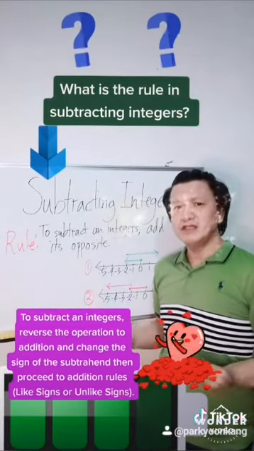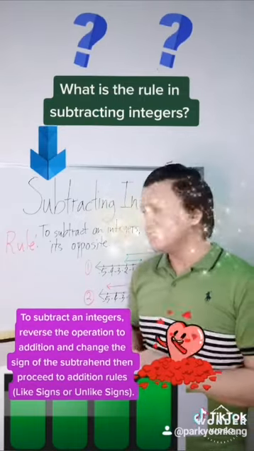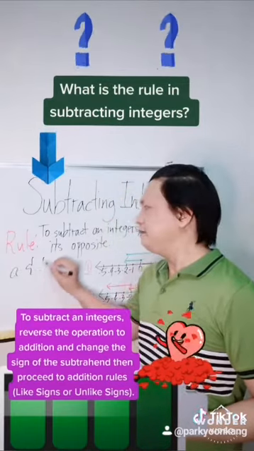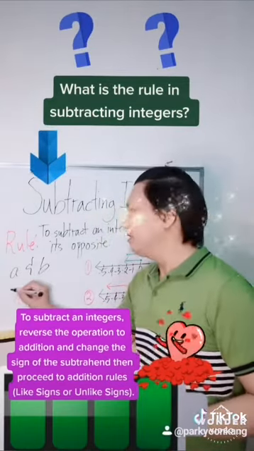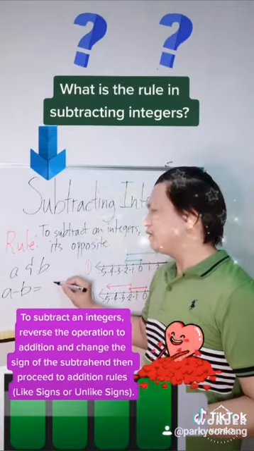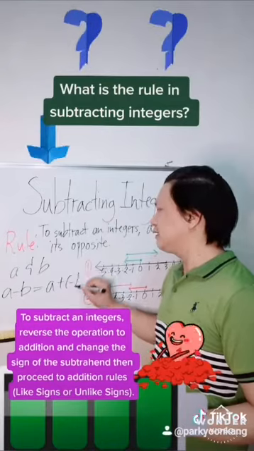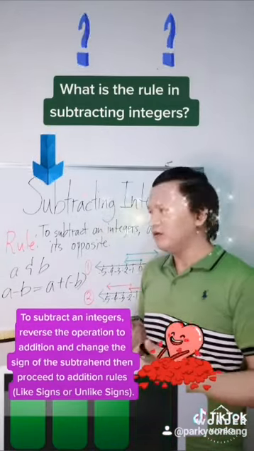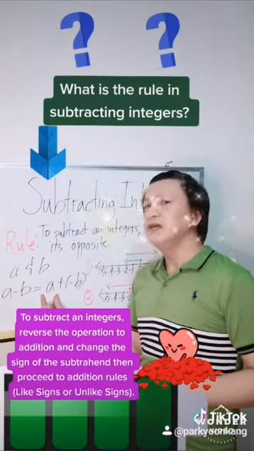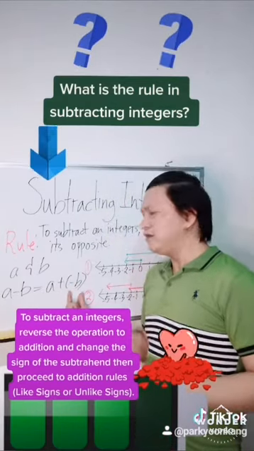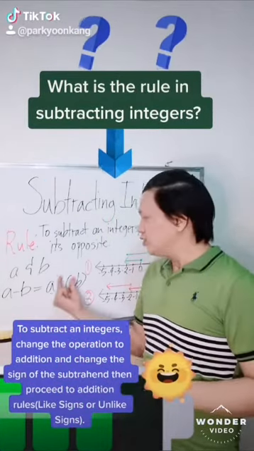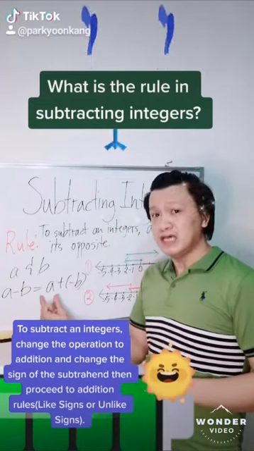And now, we have the rule: to subtract an integer, just simply add its opposite. Ano ibig sabihin ng statement na to? Just simply states that for all numbers, let's say they are A and B, A minus B is equal to A plus negative B. Anong ibig sabihin nito? So meaning, yung first number mo is called the minuend, and the second number is the subtrahend. Yung minuend, ito yung binabawasan.